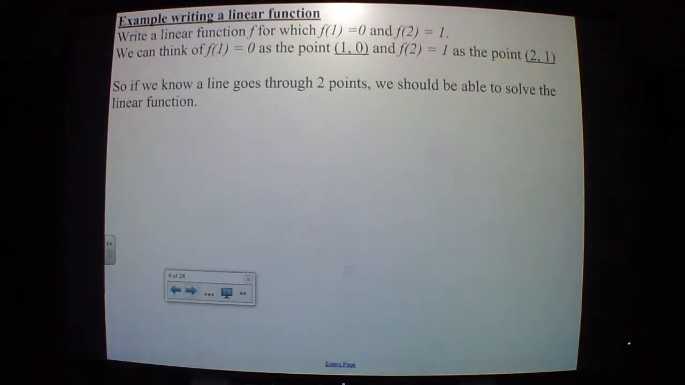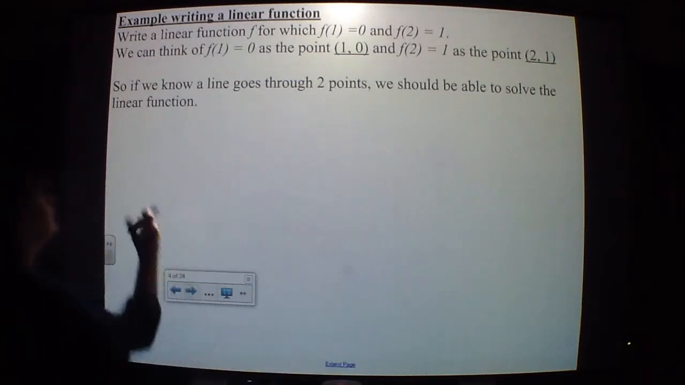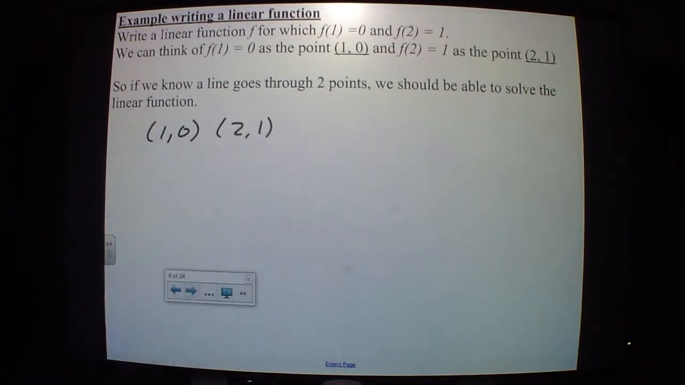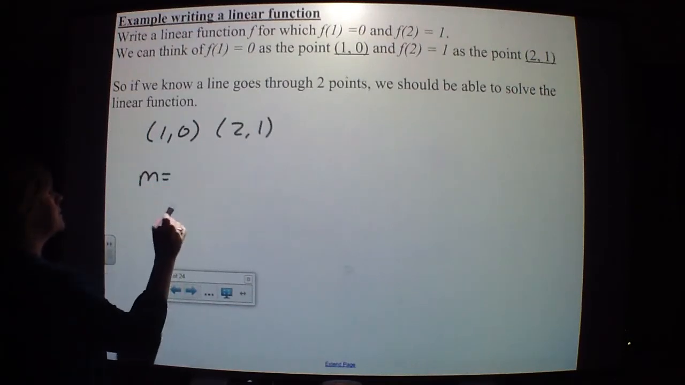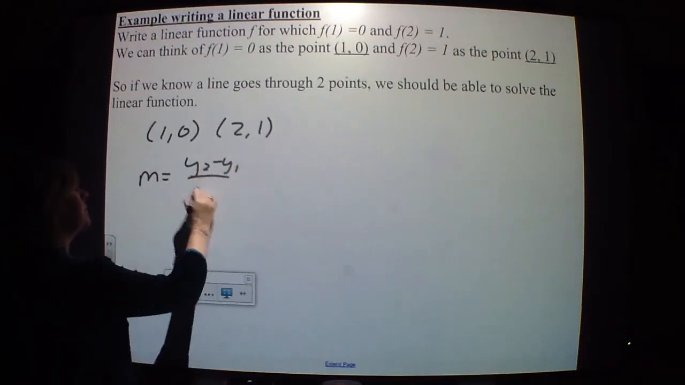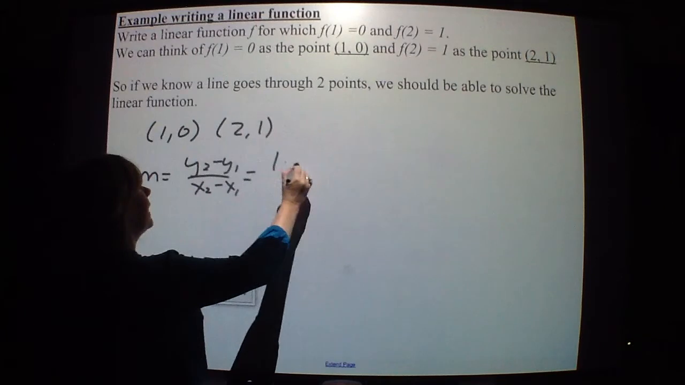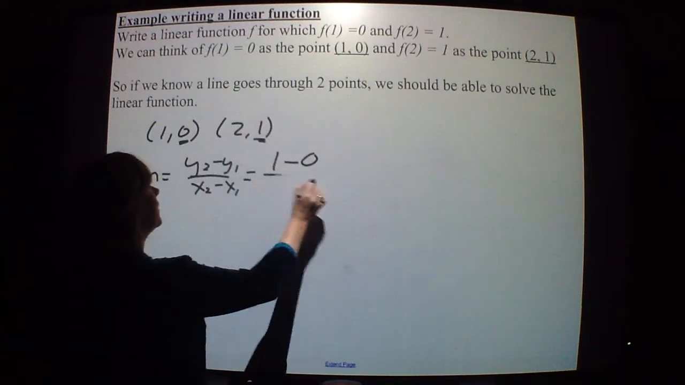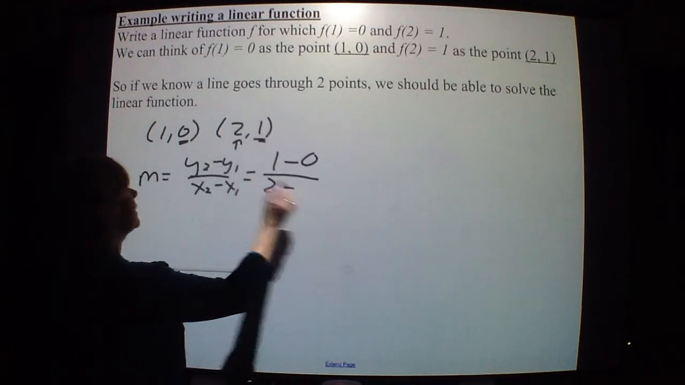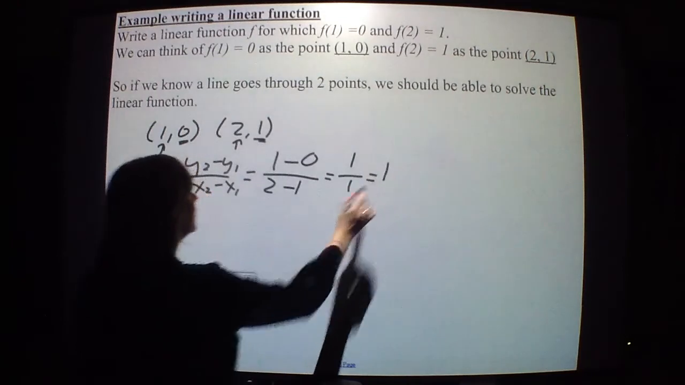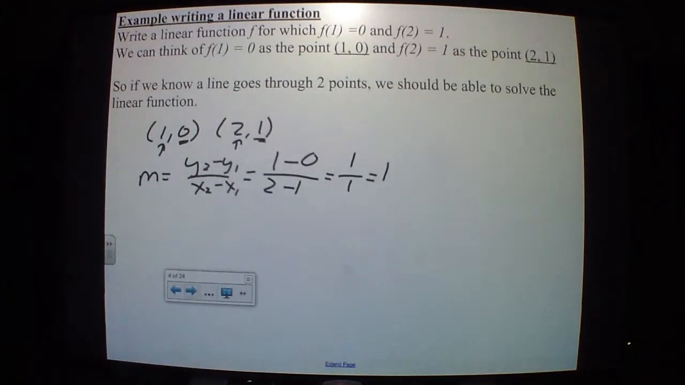So we have a line that goes through 2 points. We've done this before: find the equation of a line that goes through 2 points. When we did this before, the first thing we found was the slope. The slope, remember, is your change in y over your change in x. So y minus y coordinate over x minus x coordinate. 1 minus 0 is 1, 2 minus 1 is 1, 1 over 1 is 1. So my slope is 1.